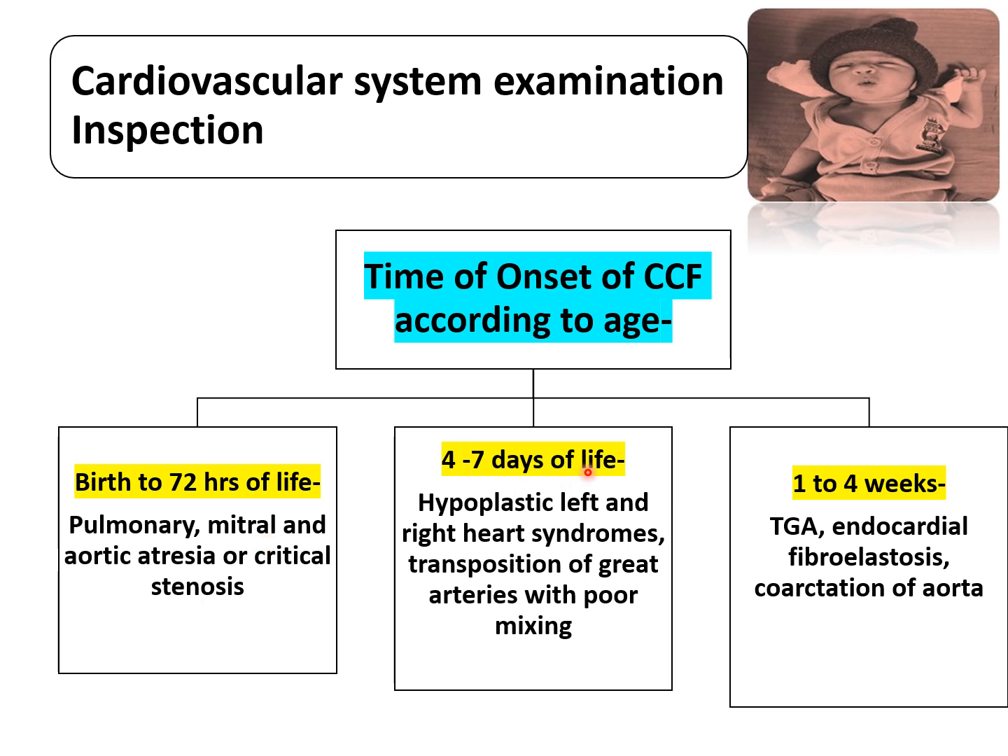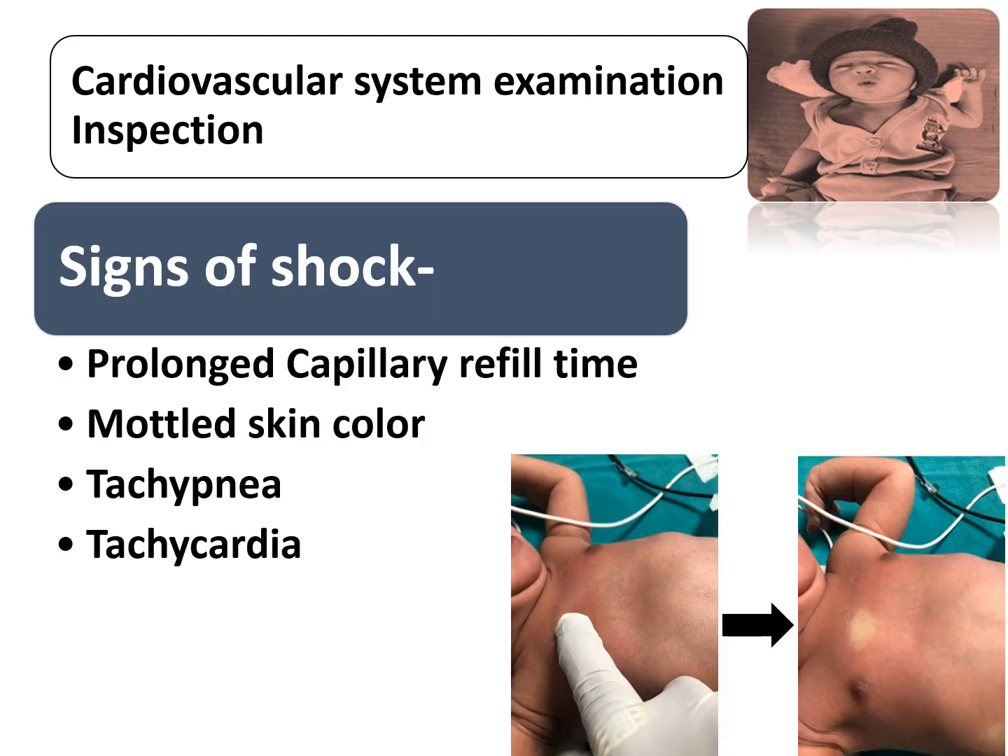Between 4 to 7 days of life, if a newborn baby presents with CCF, then you have to think about hypoplastic left or right heart syndrome or TGA with poor mixing. If after 1 week of life, between 1 to 4 weeks, then think about TGA, endocardial fibroelastosis or coarctation of aorta. Then check for any sign of shock.